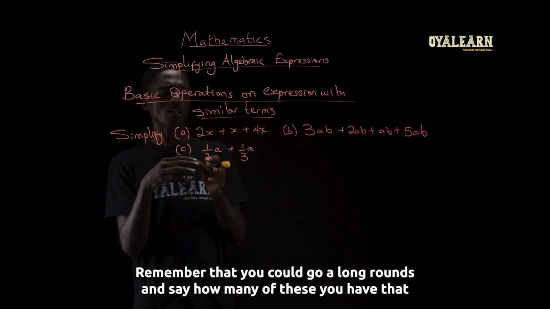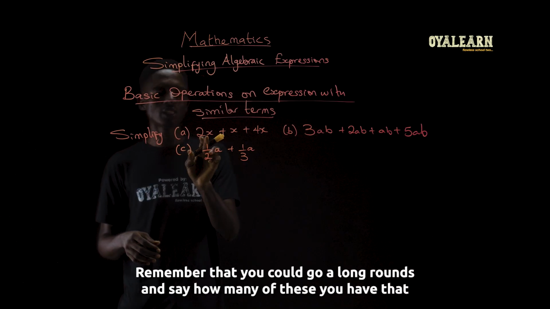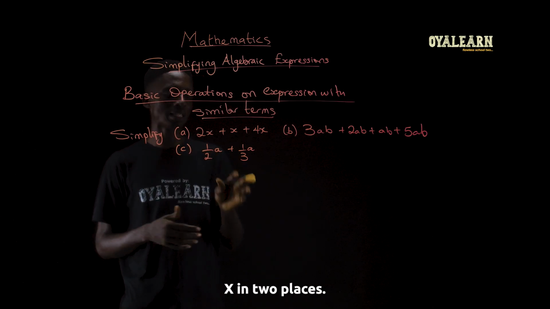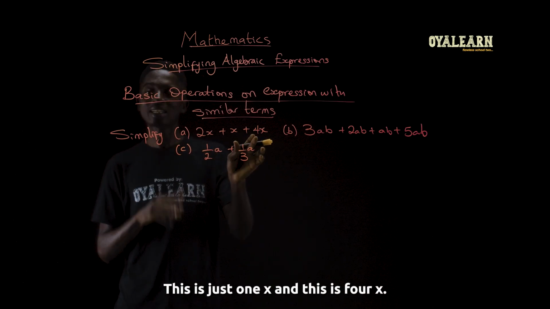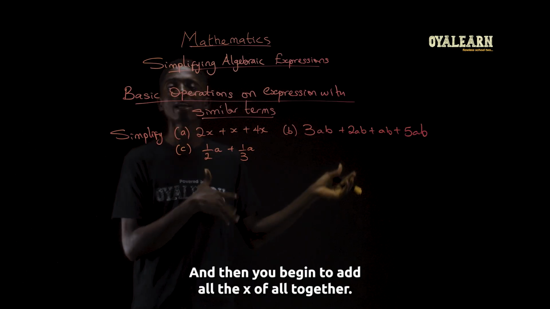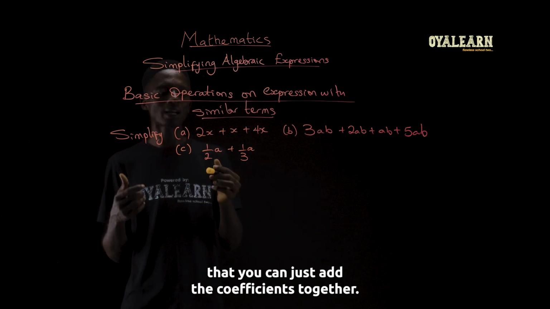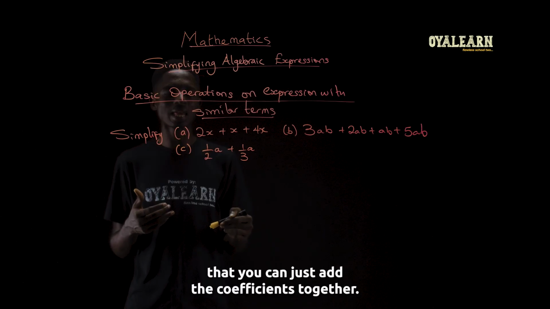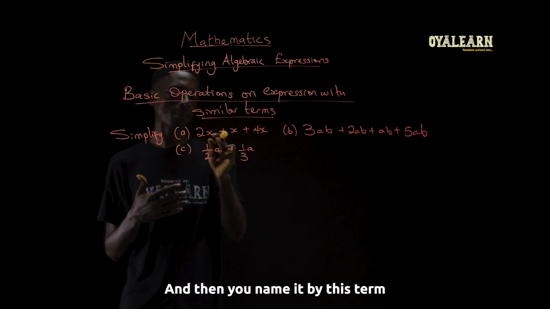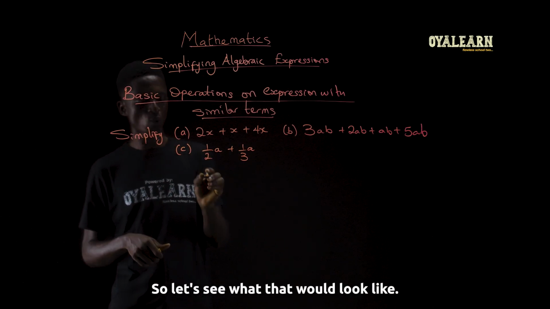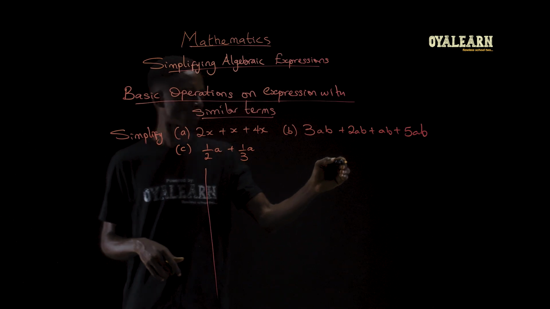Remember that you could go the long route and say how many of these you have. That's x in 2 places. This is just 1x and this is 4x, and then you begin to add all the x you have all together. But instead of doing that, I've already shown you that you can just add their coefficients together and then you name it by this term. So let's see what that would look like.